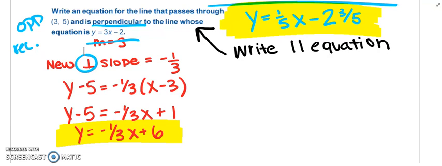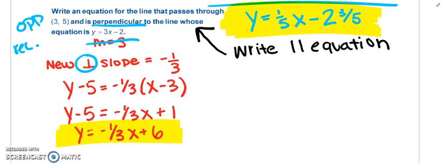Now, I could check this by graphing, and we're going to focus more on graphing, like I said, in the second part of this section. You can check it by graphing, but if it says to write an equation, you should do the algebra to actually find it, and then check by graphing. Never find it by graphing.